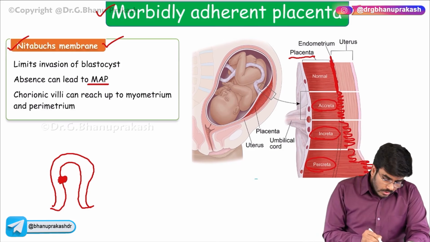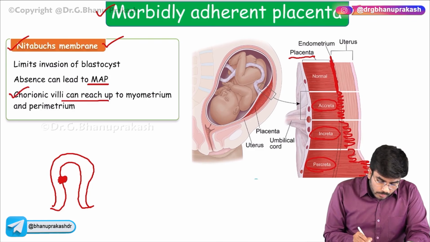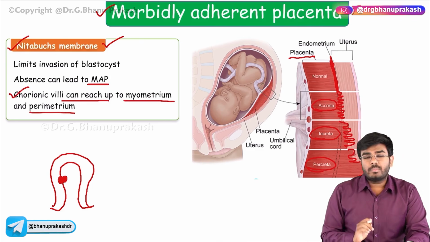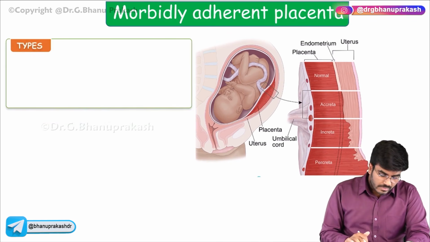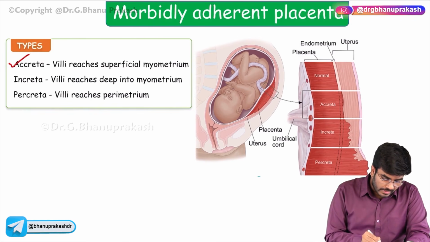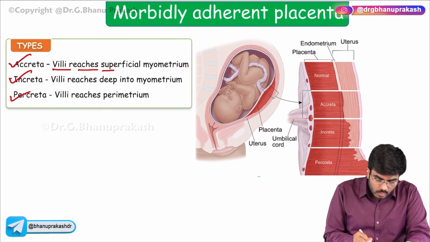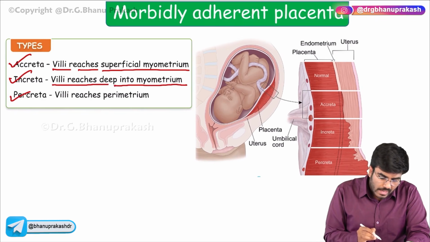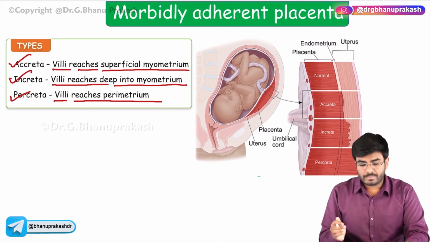Now see, chorionic villi can reach up to the myometrium and even to the perimetrium. Now, what are the types of morbid adherent placentas? You know it: accreta, increta and percreta. In accreta, placental villi reach up to the superficial myometrium. In increta, placental villi reach deep into the myometrium, and in placenta percreta, villi reach up to the perimetrium.